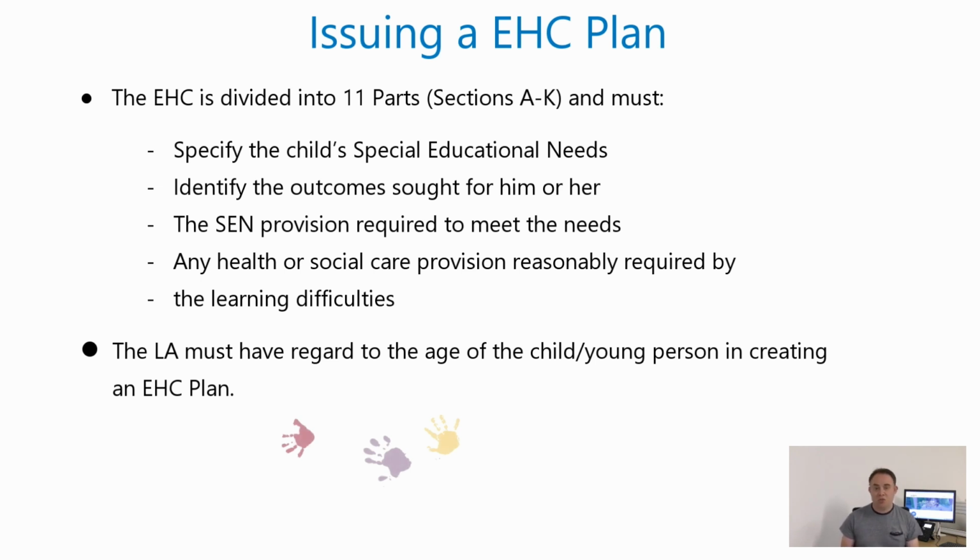Now, those difficulties will be identified in sections C and D, and provision from health and social care will then be specified in sections G and H. Now, when they're creating the plan, the local authority has to have regard to the child's age and the outcomes that are sought for them. The local authority also has to have regard to the SEN Code of Practice when it's issuing the draft Education, Health and Care Plan.